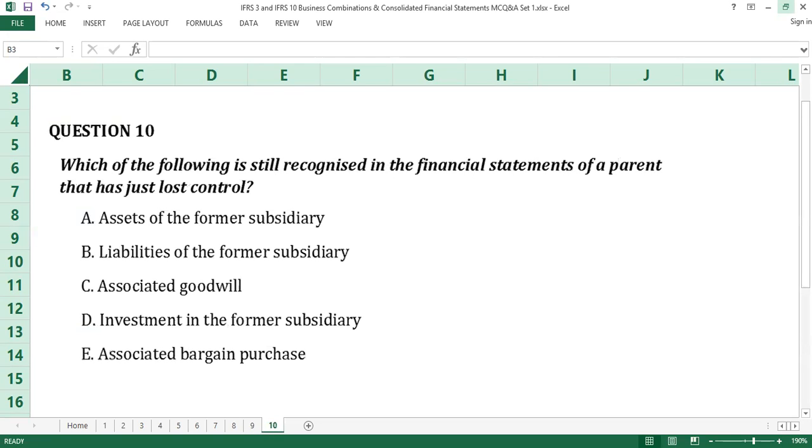Question number 10. Which of the following is still recognized in the financial statement of a parent that has just lost control? A, assets of the former subsidiary. B, liabilities of the former subsidiary. C, associated goodwill. D, investment in the former subsidiary. E, associated bargain purchase. Time counts.